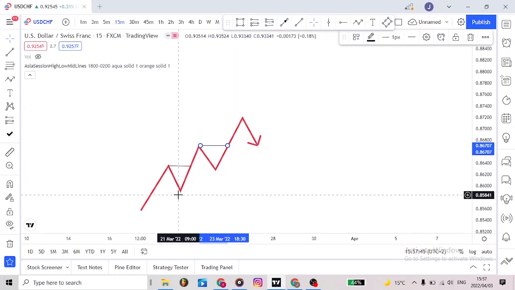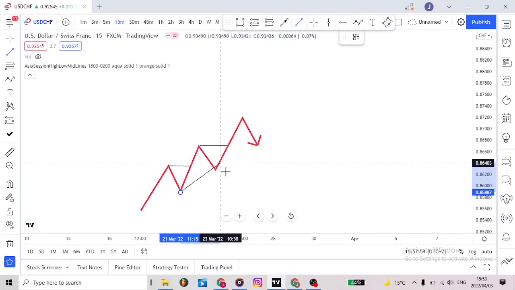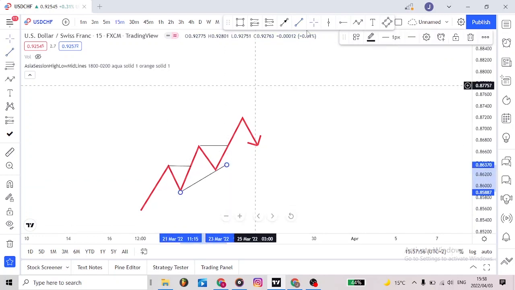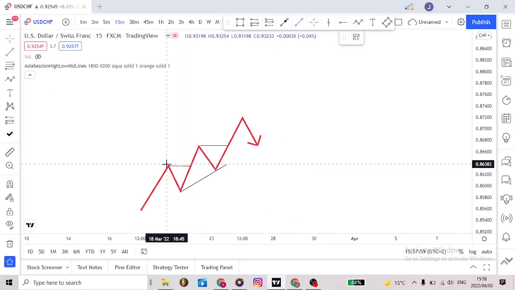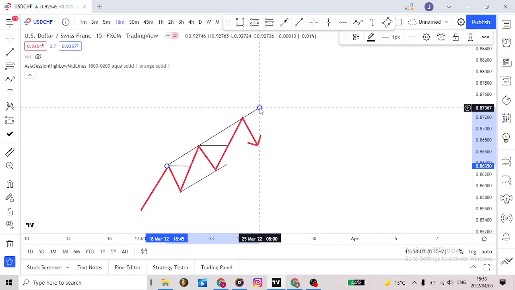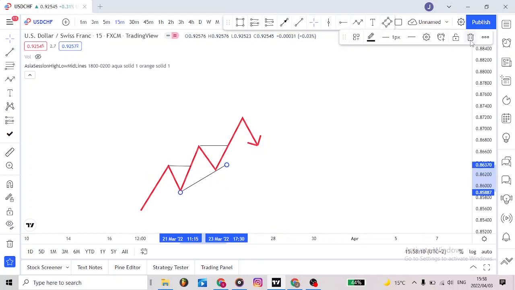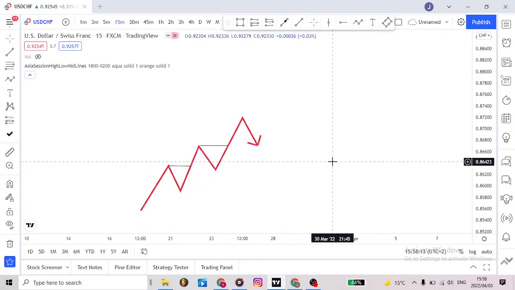And then a trend line trader would say, since we can draw a channel from these points going upwards, this is a clear uptrend. Now let's dive deep into this small trend line that I drew here. If you look at this trend line, it's just a trend line.